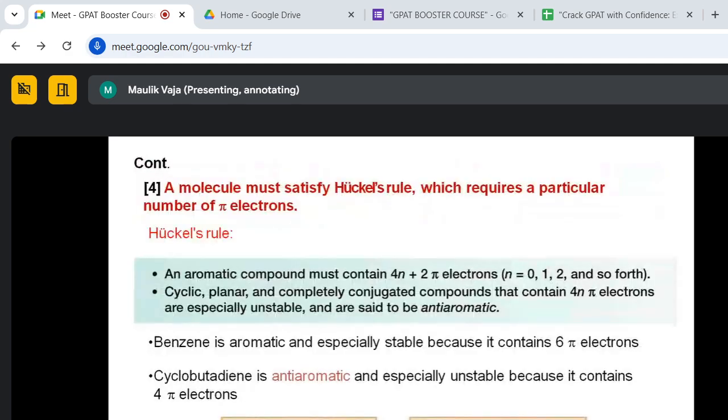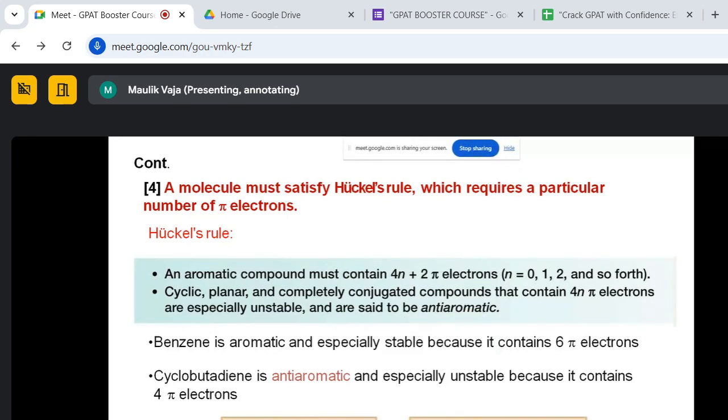Now the fourth one, Huckel's rule. Huckel's rule is 4n plus 2 pi electrons, then it will be aromatic. If a compound contains 4n pi electrons, only 4n pi electrons, then it is anti-aromatic. I have given an example here, you can see.